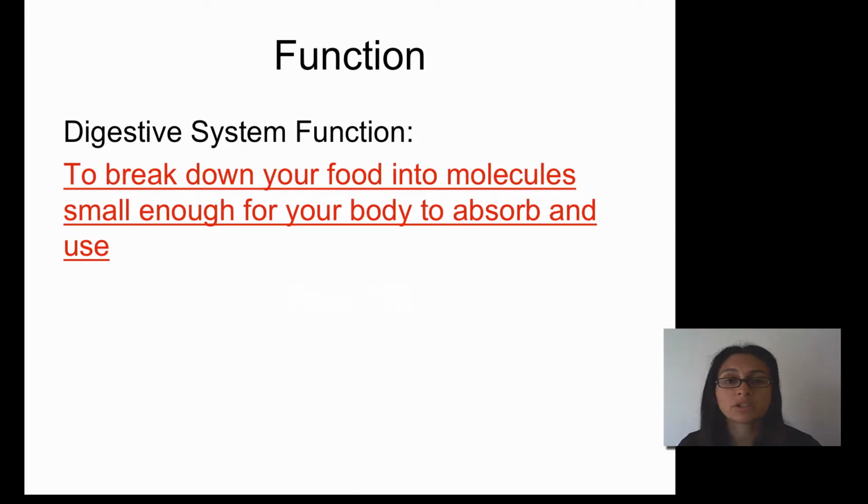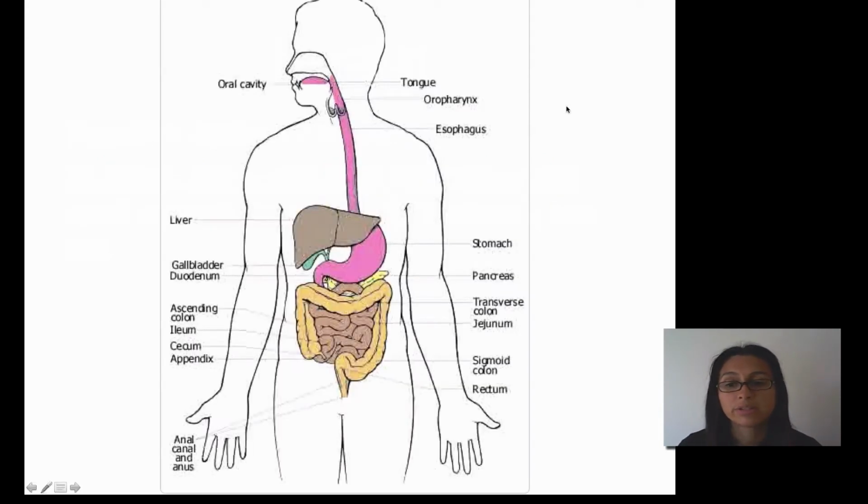Alright, first the function. The function of the digestive system. Every body system has its function, its job that keeps the body going, keeps the body working, keeps the body at homeostasis. In the case of the digestive system, we're looking at breaking apart your food into molecules, so that way you can use those molecules to build your body, to maintain your body. So the definition that we see here is break down your food into molecules small enough for your body to absorb and use.